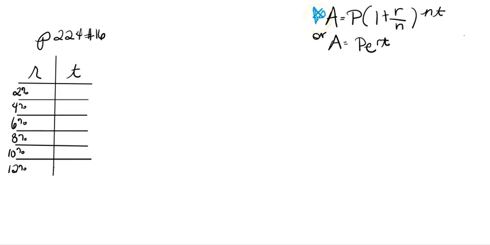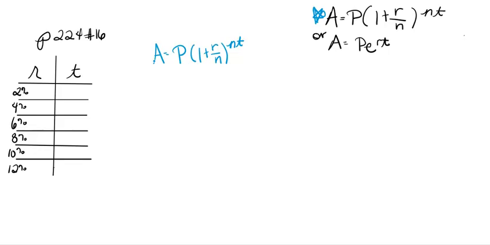I'm trying to draw a star. It's not working. Okay, anyway, let's come over here and I'll rewrite the formula. A, the amount in the bank, equals the principal times 1 plus the rate divided by the number of times it's compounded a year, raised to the number of times it's compounded a year times the number of years, or the time. Now it says how long will it take for our principal to triple.